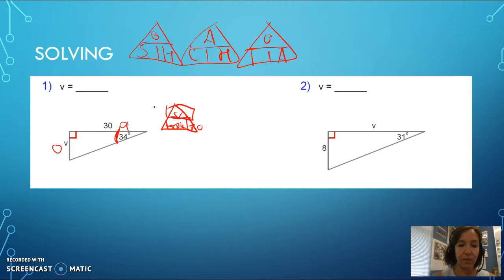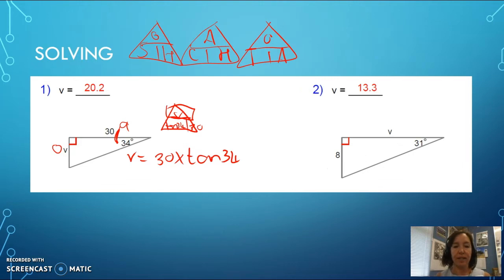V is my unknown. So V equals, these are next to each other, and when they're next to each other, I multiply, so it'll be 30 times tan of 34. It's always tan or sine or cos of the angle. I just like to do it this way so that I don't have two numbers next to each other. So 30 times tan of 34. You can put that into your calculator just by 30 times tan 34, and you will get the answer 20.2.